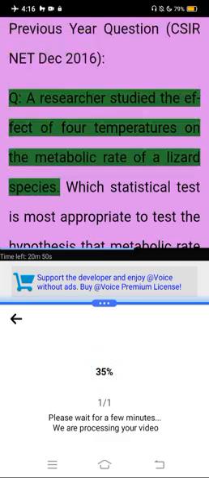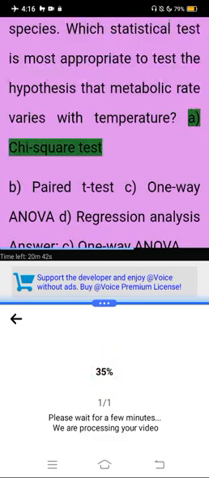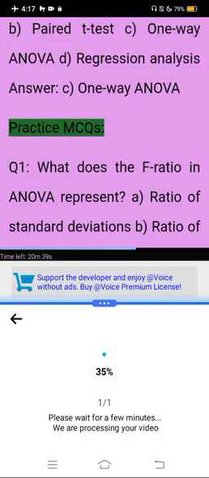Previous year question, CSIR NET December 2016. Q. A researcher studied the effect of 4 temperatures on the metabolic rate of a lizard species. Which statistical test is most appropriate to test the hypothesis that metabolic rate varies with temperature? A. Chi-square test. B. Paired t-test. C. One-way ANOVA. D. Regression analysis. Answer: C. One-way ANOVA. Practice MCQs.